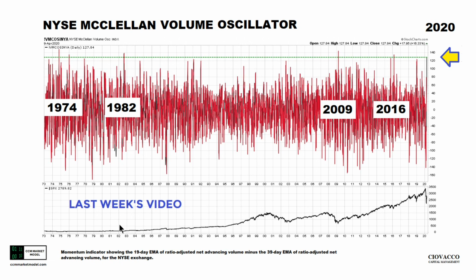You may remember in last week's video we covered the NYSE McClellan volume oscillator and said we had a setup that was similar to setups in 1974, 1982, 2009, and 2016. And as we demonstrated, in each case, good things happen for a long period of time, telling us to keep an open mind about better than expected outcomes walking forward.